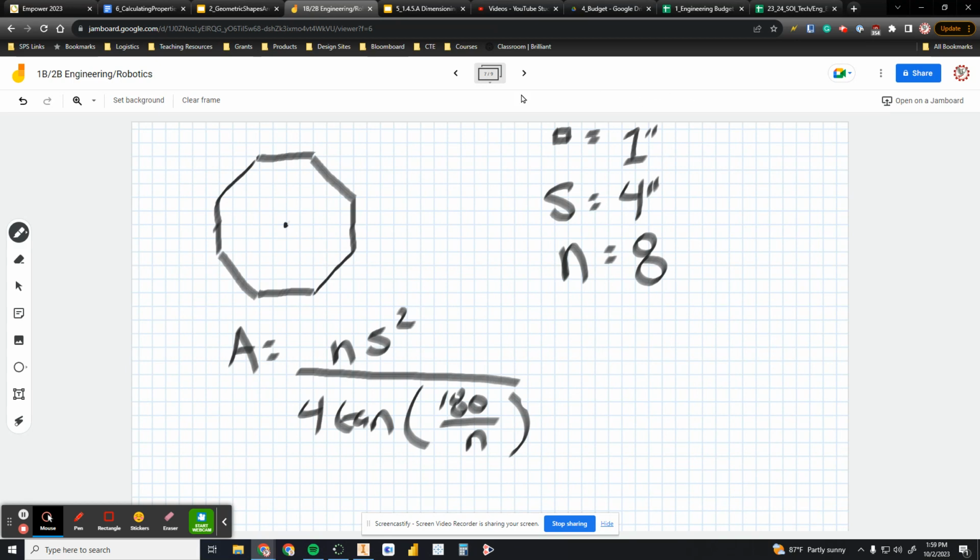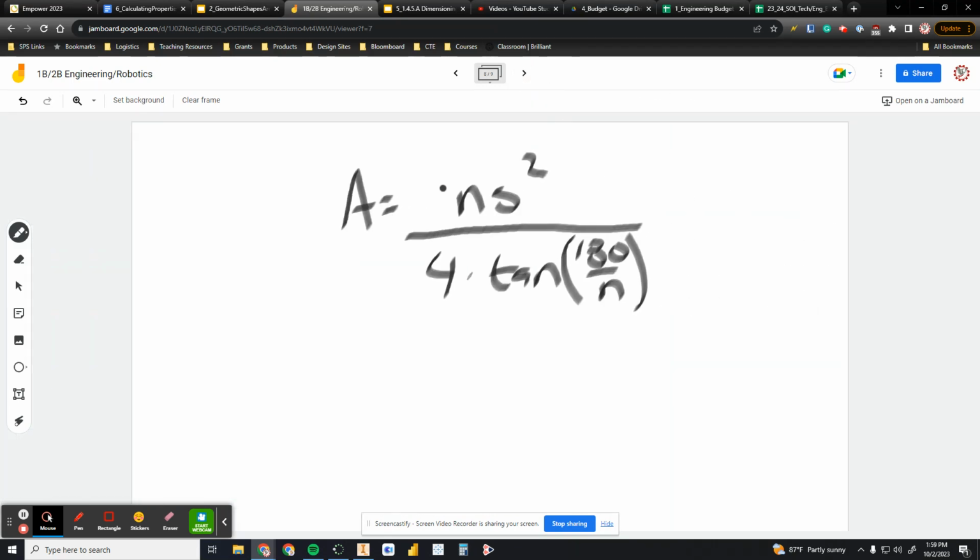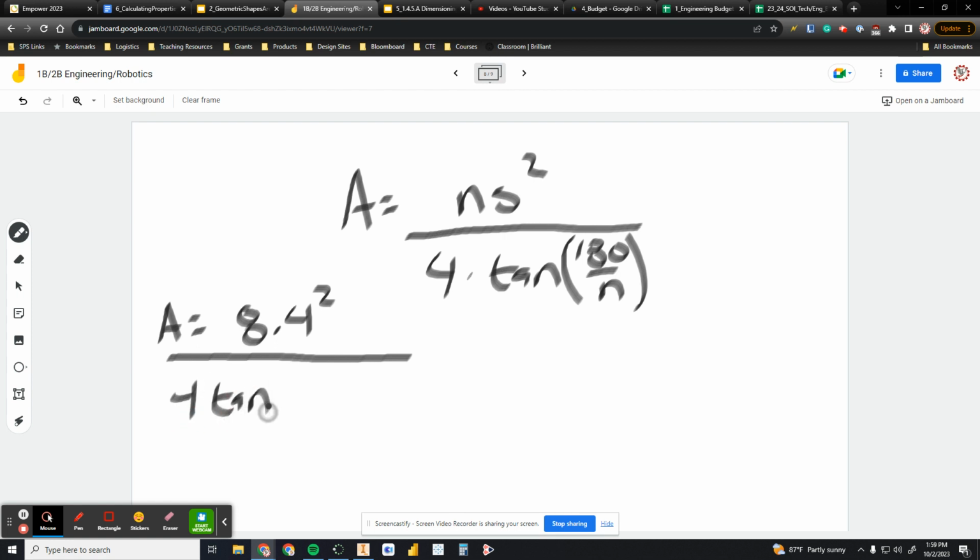And so on this next page, I'm going to go ahead and fill that in. So for number of sides, we have 8. So area, so I'm going to move it over here. Area is equal to the number of sides. So our octagon has 8 times the length of our side, which is 4 inches squared. I'm going to multiply that. And then 4 times the tangent. There's that word again, tangent.